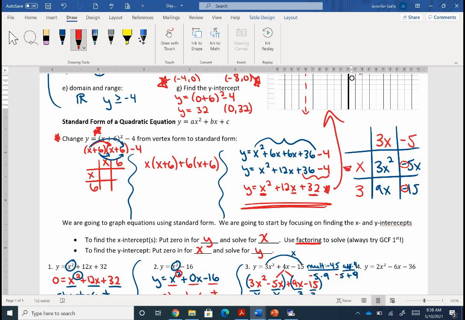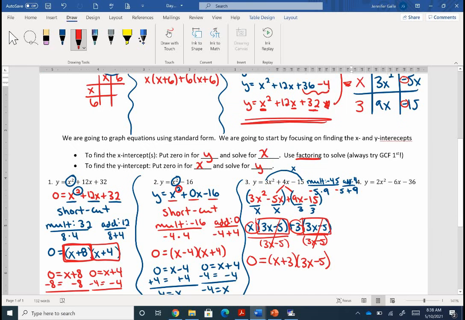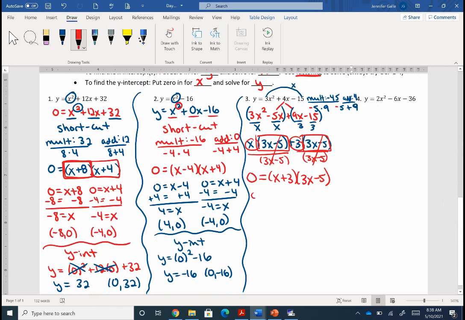So whichever way you liked, whether it's parentheses or boxes, we get the same result. So then from here, if x plus 3 equals 0, we'll get our 0 we want. Or if 3x minus 5 equals 0, we will get the 0 that we want. If either set of parentheses equals 0, that whole product will be 0. If I multiply by 0, my result is 0. So go ahead and solve. We subtract 3. And on this one, we have an extra step. We have to add the 5.